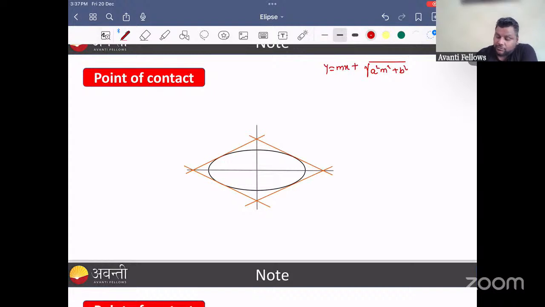So again, what do we do? Write the equation of tangent at some (x1, y1), so x1 upon a square plus y1 upon b square equals 1. Correct? So the above equation can be written as mx minus y equals minus under root a square m square plus b square.